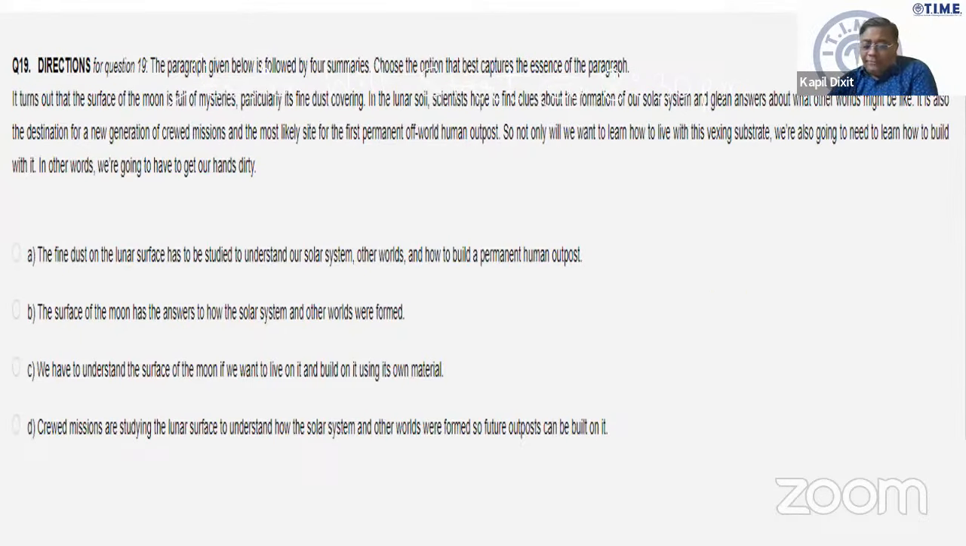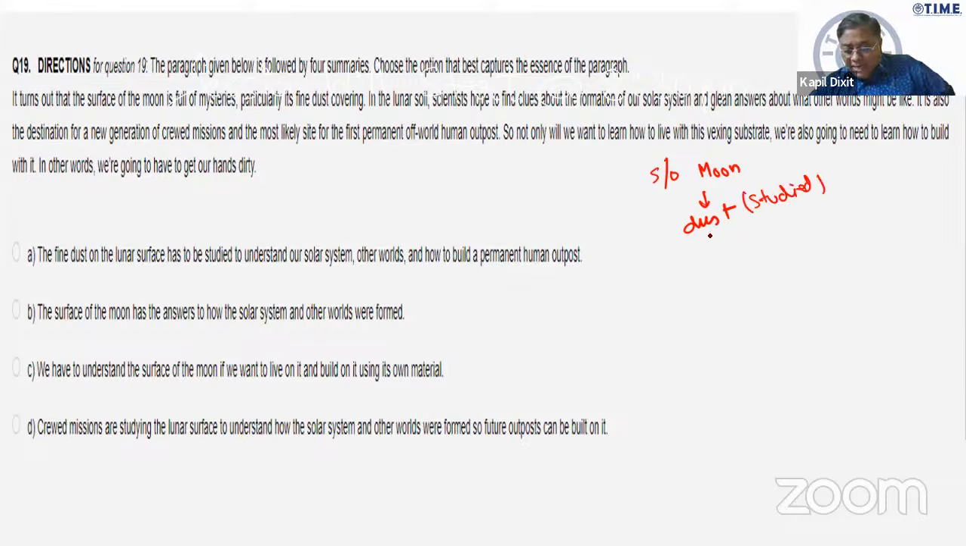Okay. Question number 19 was an easy question. Rather, I would say 19th and 24th, both were very easy. In 19th, we have a simple case where we are talking about the surface of the moon. It is covered with dust. Surface of the moon is covered with dust that is being studied. And we are studying this dust.